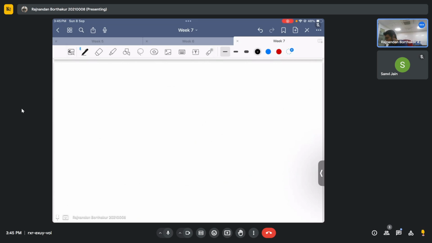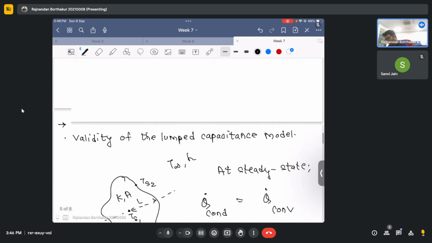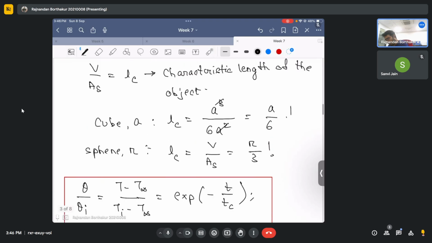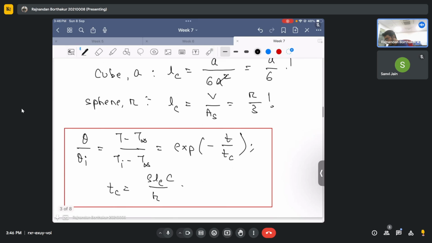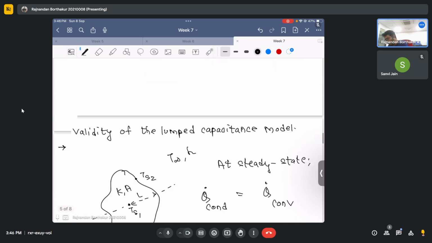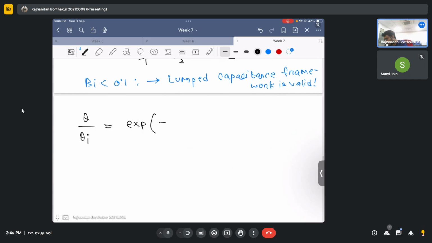So what we did is we wrote this expression for the lumped capacitance model as theta by theta i equal to exponent of minus t by tau c. So it is basically something like h t by rho C Lc. Okay, so if you just simplify the expression of t by tau c, you will simply get this expression.